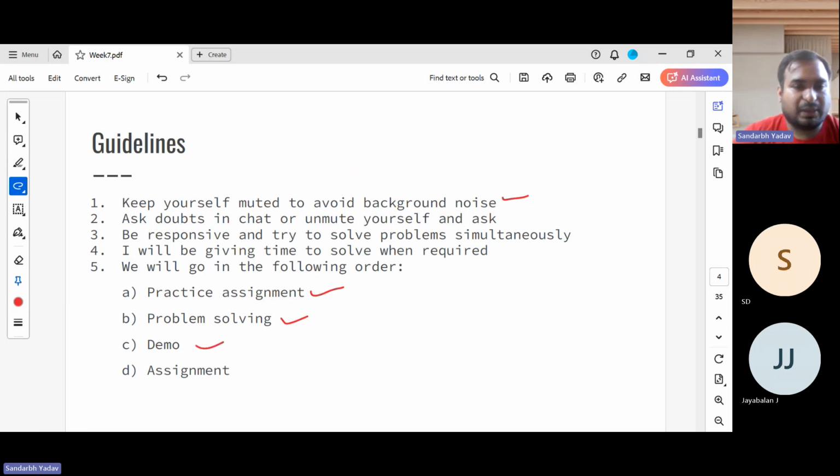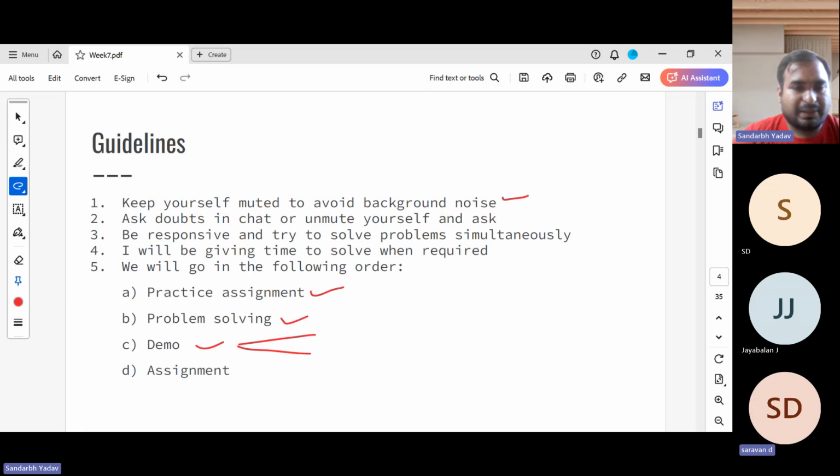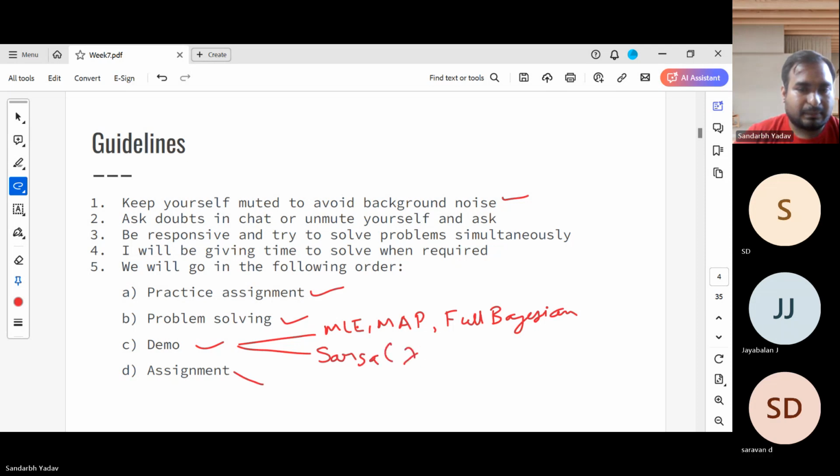For today's demo, there will be two demos. First, we will see MLE, maximum likelihood estimate, and MAP, maximum a posteriori, and there is the full Bayesian concept, in which we will see how these apply in the bandit setting, and we will see the demo of Thompson sampling again, and then we will move to the assignment. The second demo will be regarding Sarsa lambda. We will see both accumulating traces and also replacing traces.